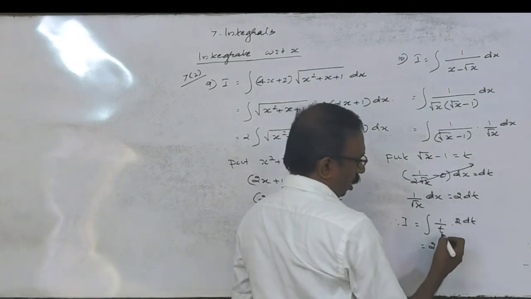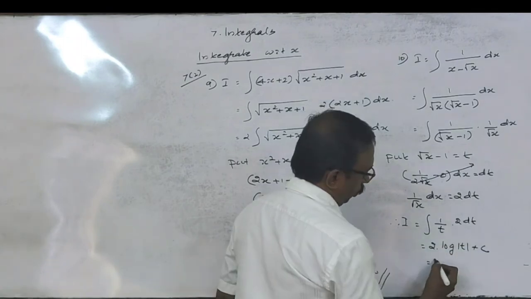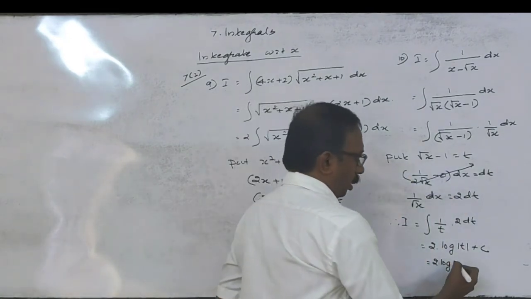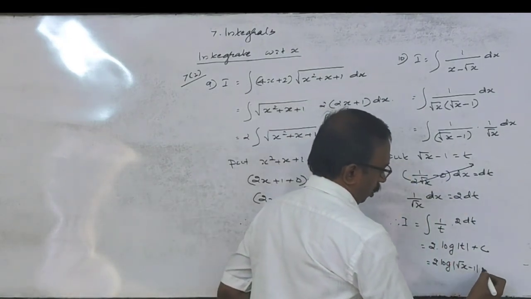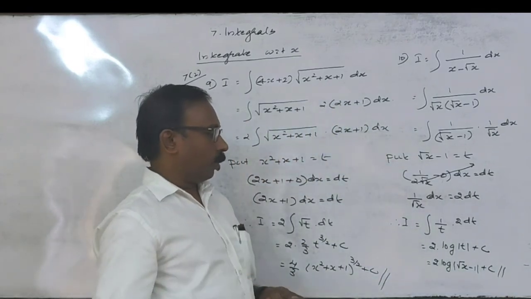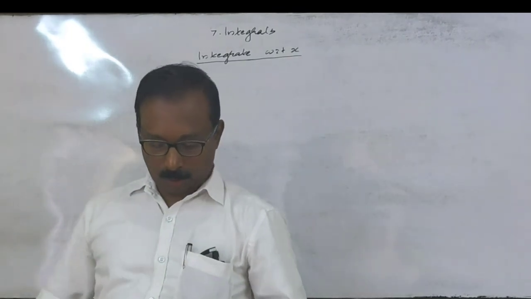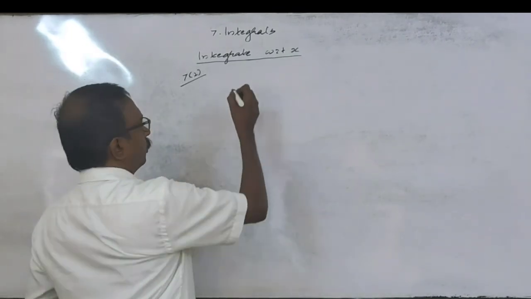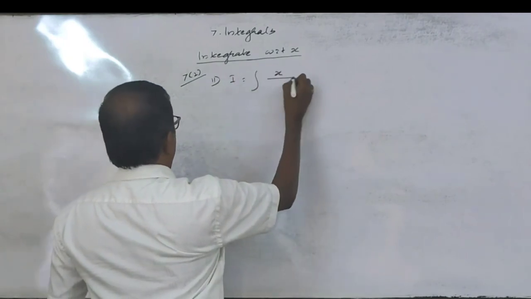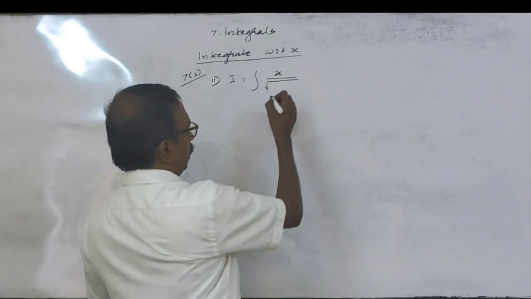The integral of 1 by t is log modulus of t plus c. So 2 into log modulus of root x minus 1 plus c is the answer, isn't it? 2 log of root x minus 1 plus c is the answer. Now, 11th question is x by root of x plus 4.